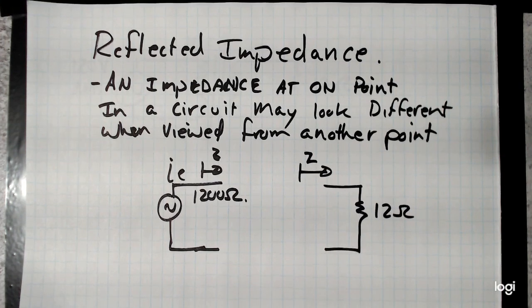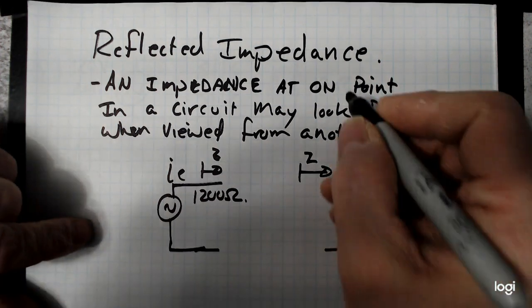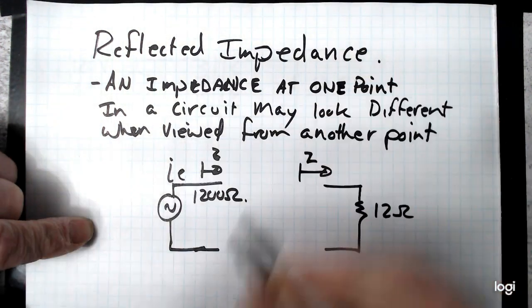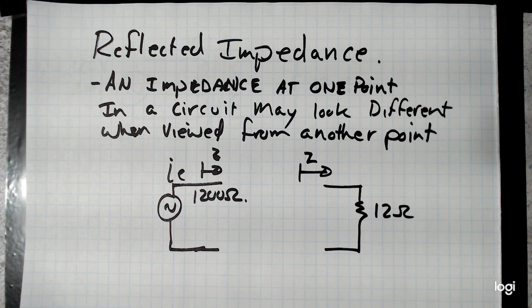So reflected impedance is an impedance in a circuit at one point. We're going really low tech here today. I'm hoping it's going to get better, but for today this is what you got. So a reflected impedance is an impedance at one point in a circuit that may look different when it's viewed from another point in the circuit.